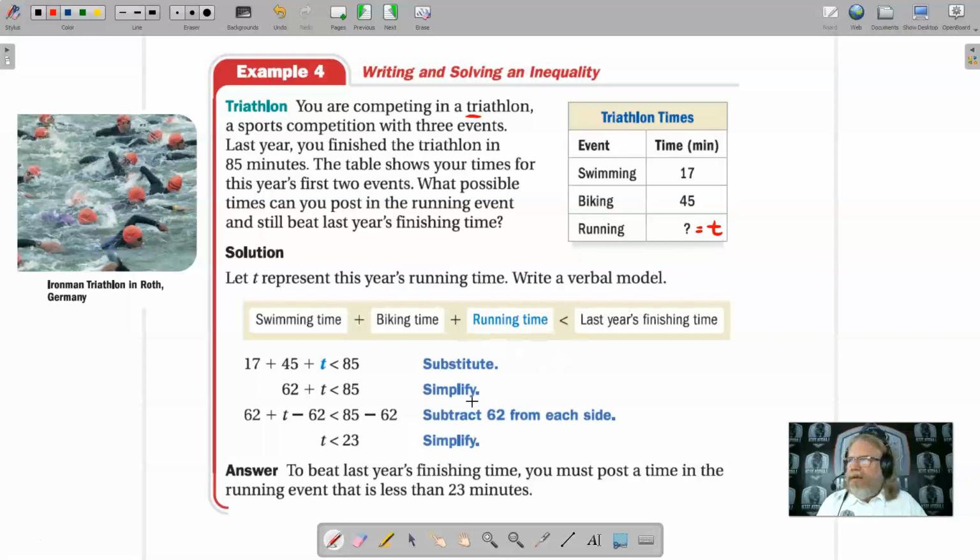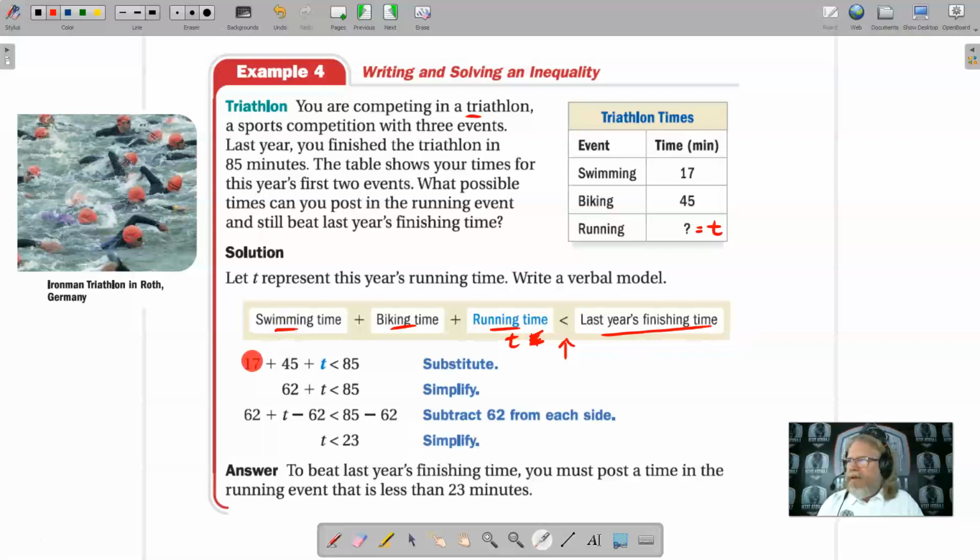Write a verbal model. So first we have our swimming time plus our biking time plus whatever our running time is, which is what we don't know. We're calling that, well, we're not calling it X, we're calling it T, aren't we? And in order for it to be better than last year's time, it has to be less than last year's finishing time. So let's plug everything in.